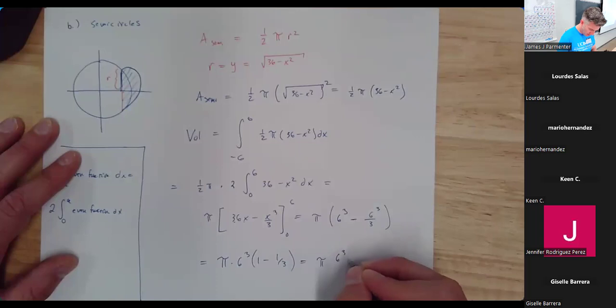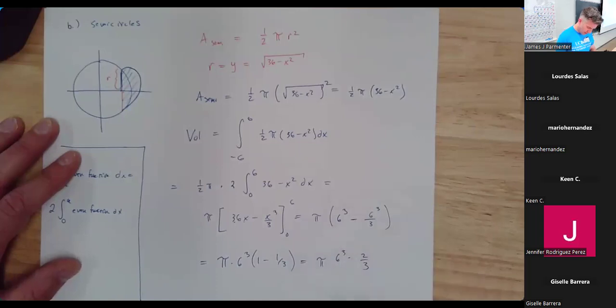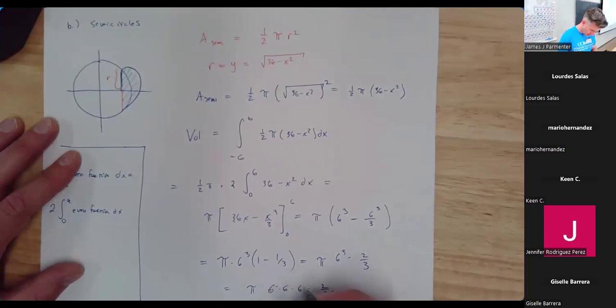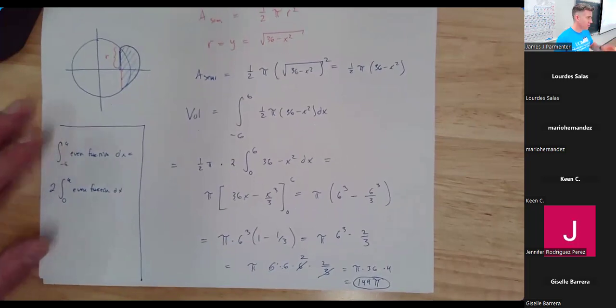And 6 cubed might be kind of terrible, but 6 times 6 times 6 times 2 thirds, you can cancel a 3 there and there. Then 6 times 6 is 36, and 2 times 2 is 4, and 36 times 4 is 144. That's how much volume you got there.